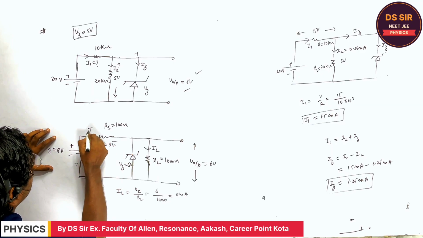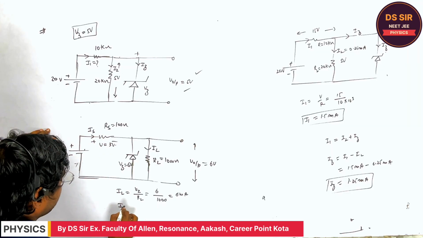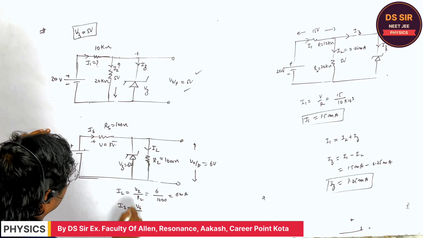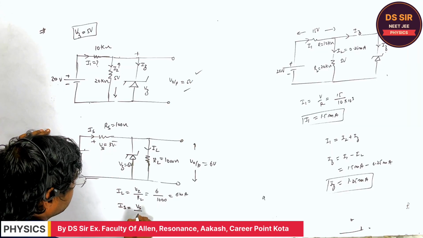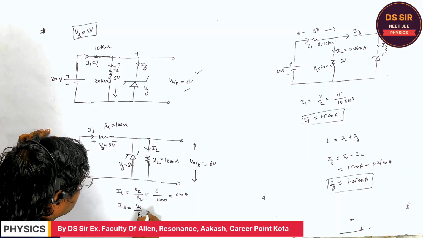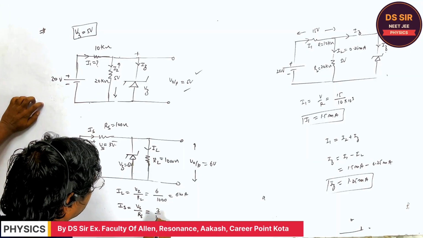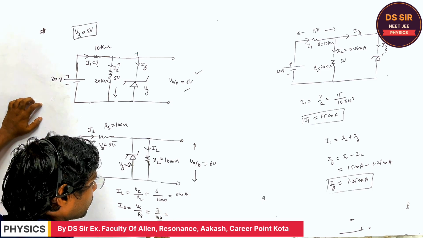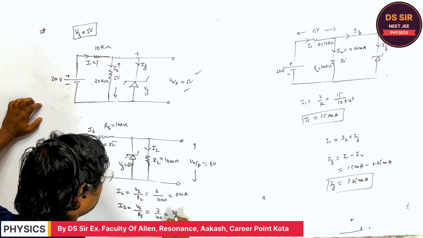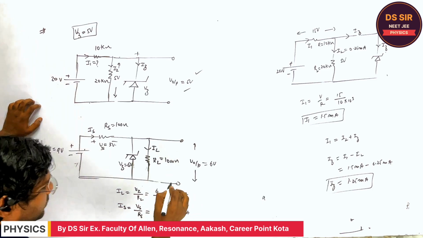So now the current through this series resistance, Is, is equal to Vs, the series voltage, divided by Rs. What is Vs? Say 3. And what is the resistance? Say 100. Are you getting or not? So this is 30 milliampere. Are you getting?